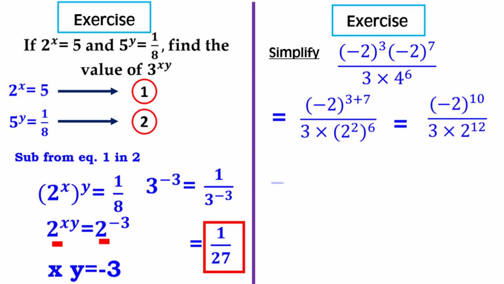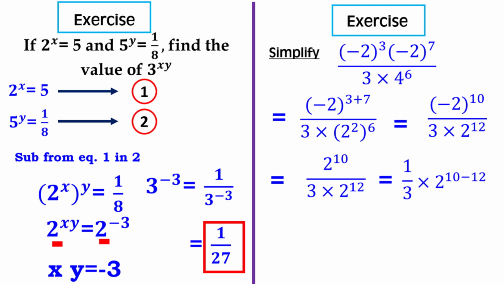Now we have here negative 2. This power is odd or even? It is an even number. So negative 2 raised to the power 10 equals 2 raised to the power 10 because the value will be positive. We can write here 1 over 3 times 2 raised to the power 10 minus 12, because we have the same base, so we can apply the division rule. It will be 1 over 3 times 2 raised to the power negative 2.